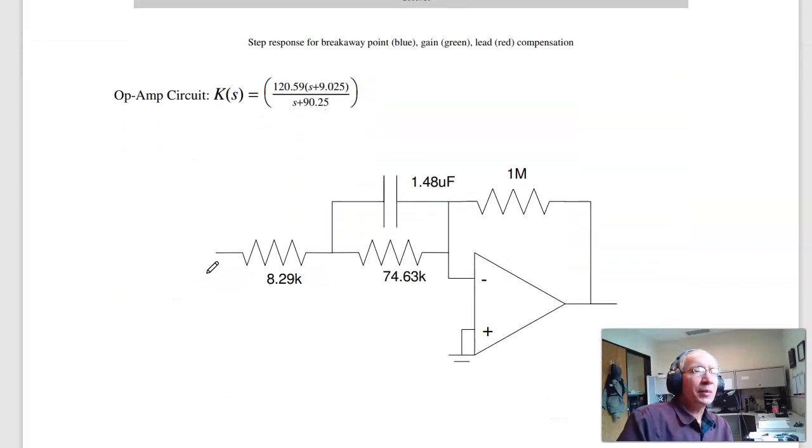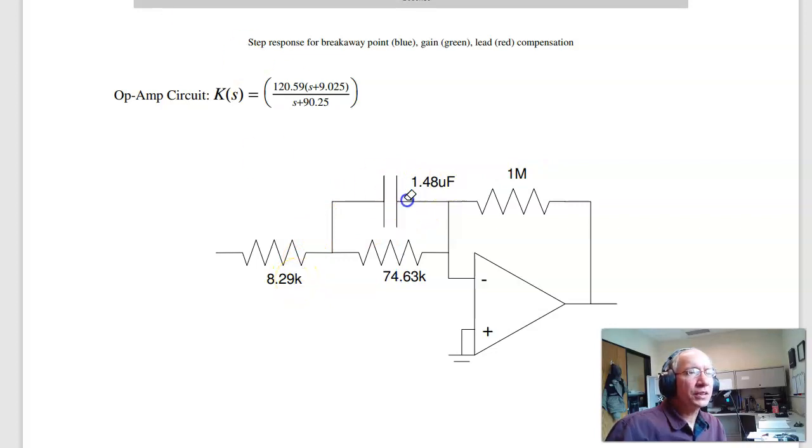Last part is come up with a circuit to implement k of s. So here I've got 4 degrees of freedom, 3 constraints. Arbitrarily, let's let this be 1 meg. As s goes to infinity, this is a short. S goes to infinity, the gain is 120, so this is 1 meg over 120.